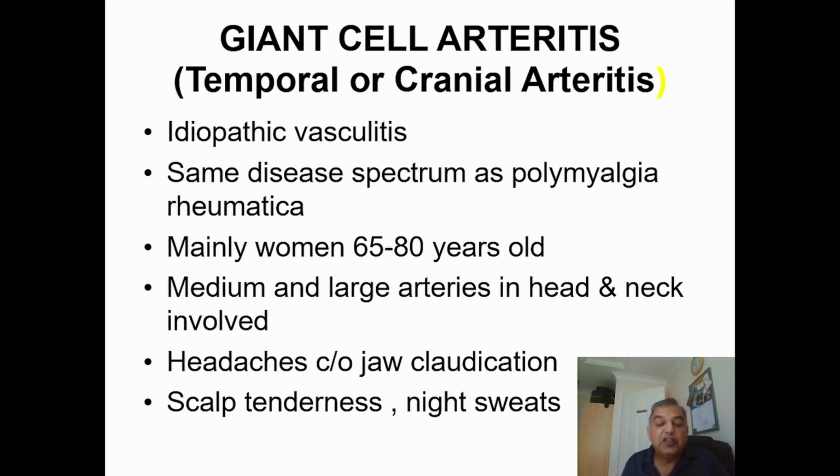So we've talked about optic neuritis. The next one you should know about is giant cell arteritis, because this can be quite a dreaded condition. If you miss this, the patient can land up with blindness, and therefore one needs to have a very good idea about this. It's an idiopathic vasculitis, involves the medium-sized arteries. The temporal artery gets inflamed. It's the same disease spectrum as polymyalgia rheumatica. It usually affects women in the age group of 65 to 80 years, but men are not exempt from it. It's the medium and large arteries in the head and neck that are involved.